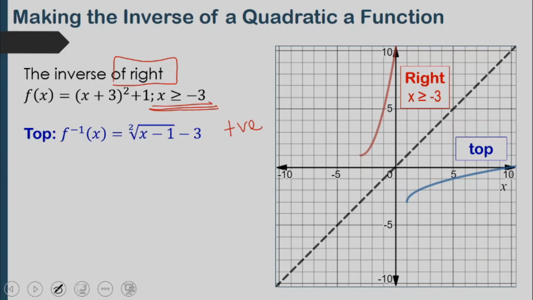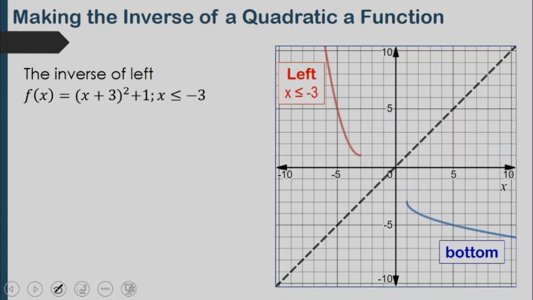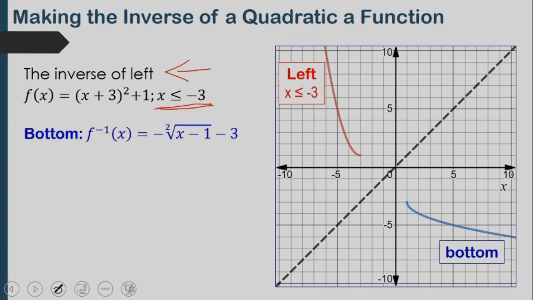square root function. And then when you choose the left, in this case, as you can see, the domain is x less than or equal to -3, that is going towards the left. So the inverse of this left half will be the bottom. And please remember that this is the negative square root function.